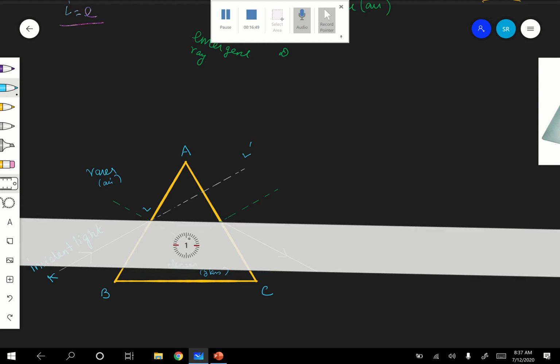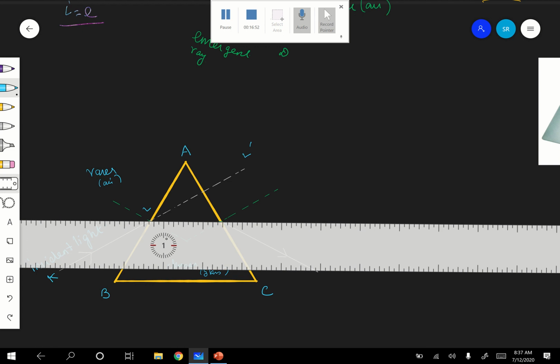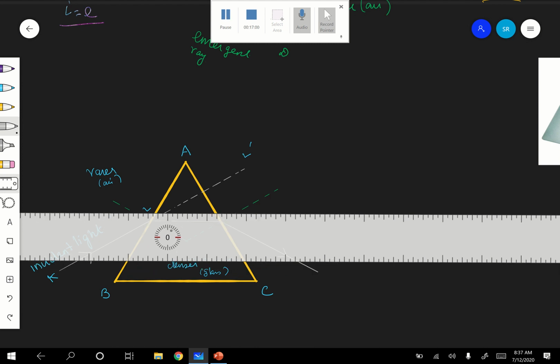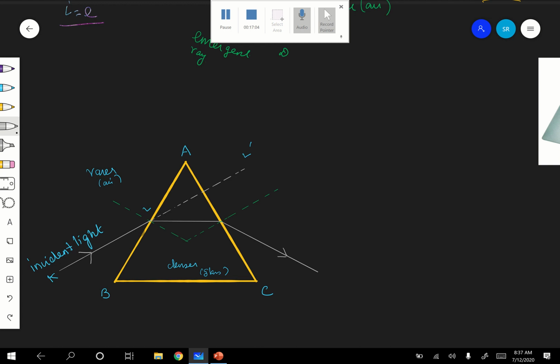Okay, see, it takes the path like this. Okay, right? Therefore, this is the path of the ray. Here you give some name to it. Let it be LM. So, LM is the path of the ray inside the glass prism.